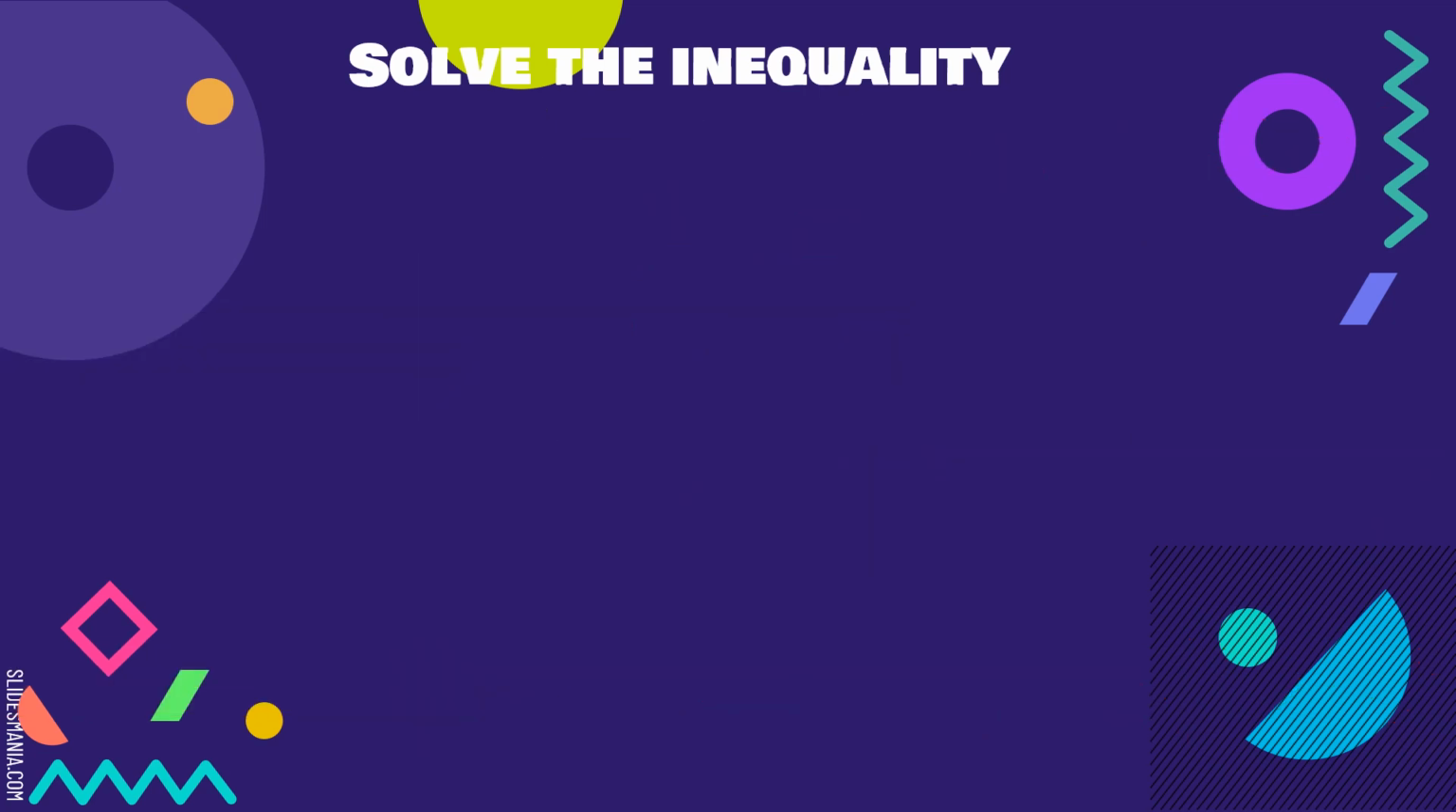Now let us answer our problem number 3. t plus 1 is less than or equal to 10. Take note, we have here less than or equal to. The first thing to do again is to eliminate the constant beside the variable. By this time, it's +1, so we are going to subtract 1 from both sides. 1 minus 1 is 0. So what's left here is only t less than or equal to 10 minus 1, which is 9. So this is our solution to the inequality.